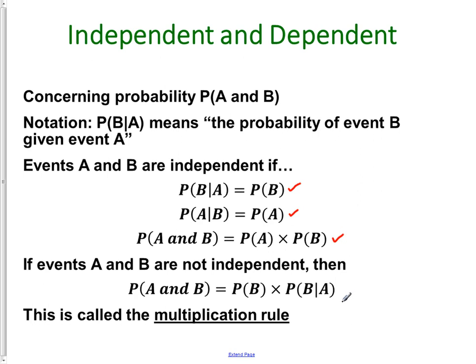If the events A and B are not independent, if they're dependent, that means that to find the probability of A and B, we take the probability of event A and multiply that by the probability of event B given that A has occurred. And this is what we formally refer to as our multiplication rule.